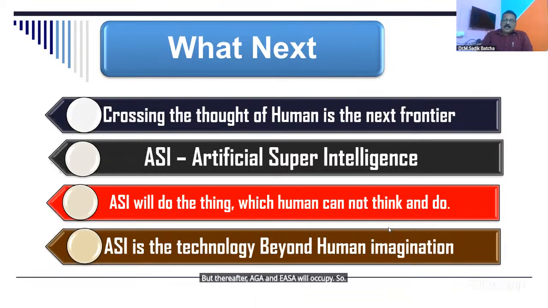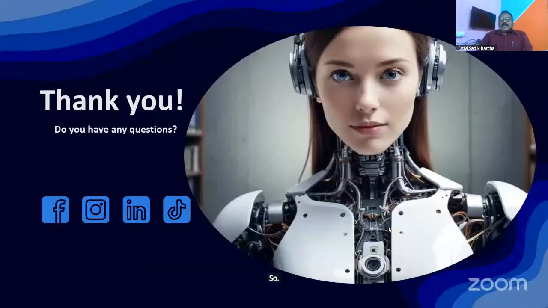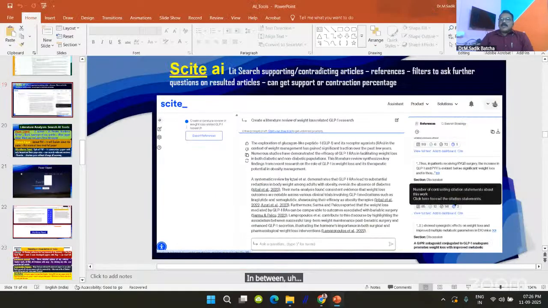So here we have almost reached the end of AI tools. Hereafter we are going to discuss the reference management system. Up to this, if you have any doubt, you can ask me in between. We will go for the next.